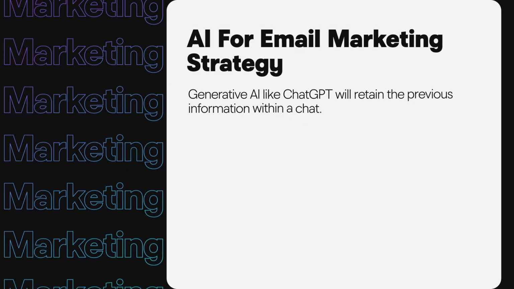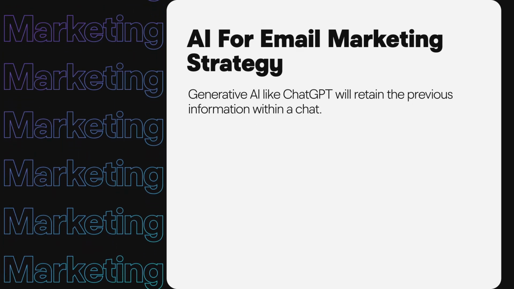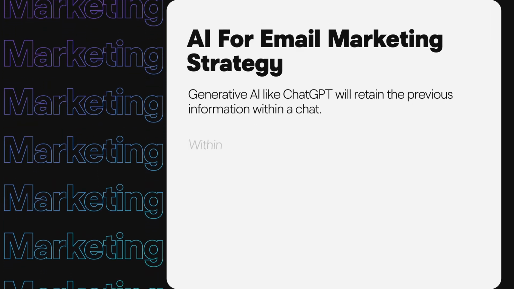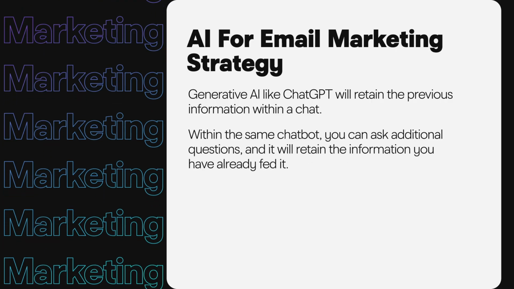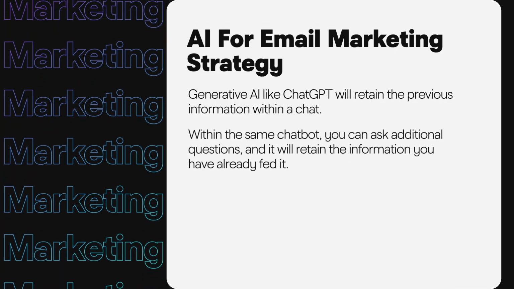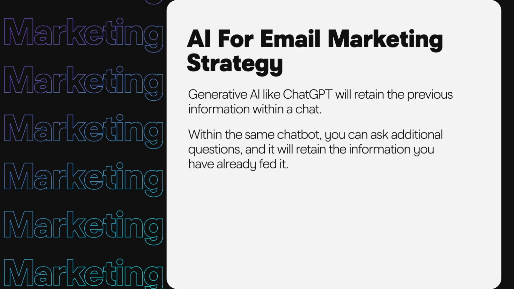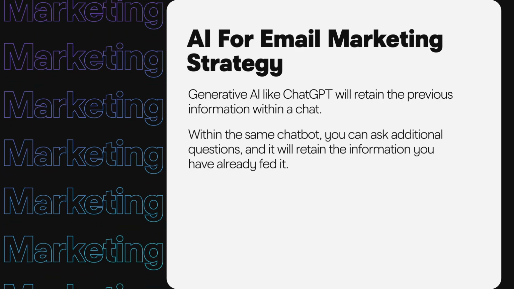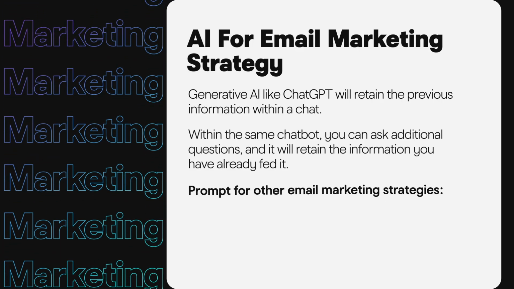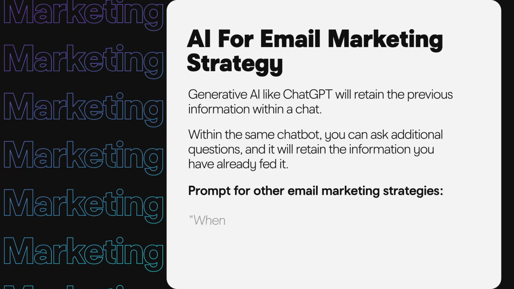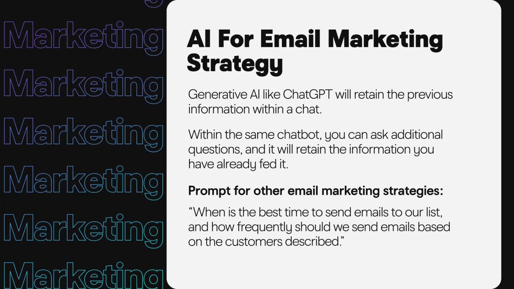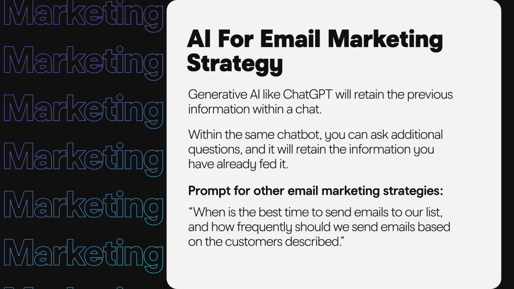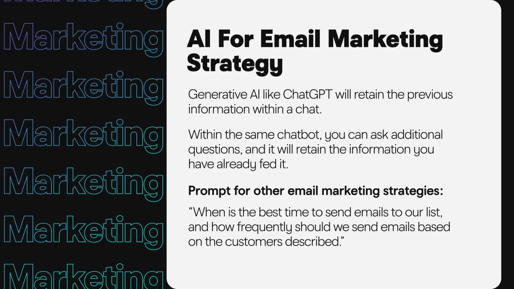Generative AI like ChatGPT will retain the previous information within a chat. And this is how it excels at having an ongoing conversation. So within the same chatbot, you can now ask additional questions and it will retain the information you already fed it. Now that it knows the types of customers you have, prompt for other email marketing strategies like when is the best time to send emails to our lists and how frequently should we send emails based on the customers described. Oh, I love that. We're getting deep. Okay. I know.